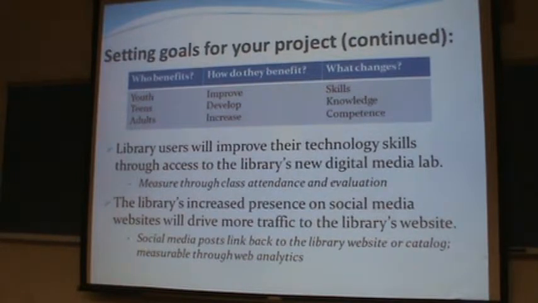Alternatively, if you polled the community and they said you have a website, you could set up something like the library's increased presence on social media websites will drive more traffic to the library's website. So you'd have social media posts that link back to the library website or catalog, and that would be measurable through web analytics where the traffic is coming from. Alternatively, you can also have a staff side outcome where staff will submit 5 posts a week and they all tie back to a book or a DVD or an event at the library. And after time, you'll see whether or not that's successful.